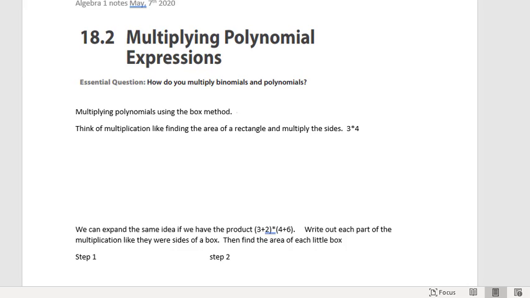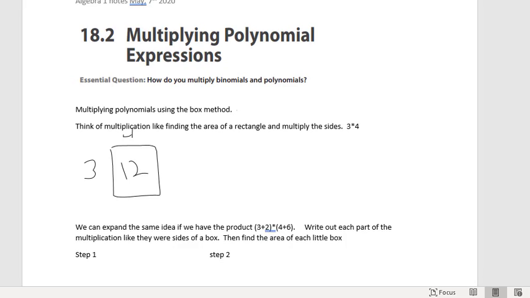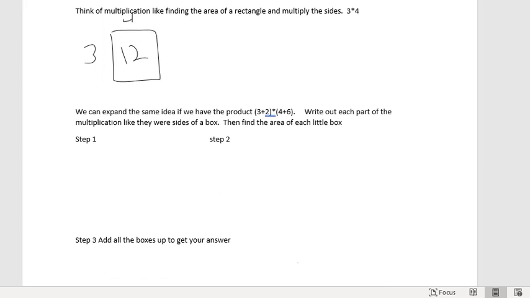So if we have 3 times 4, one side is 3, the other side is 4. 3 times 4 is 12. That gives us an area of 12. We can also do that for a little more complex problems.